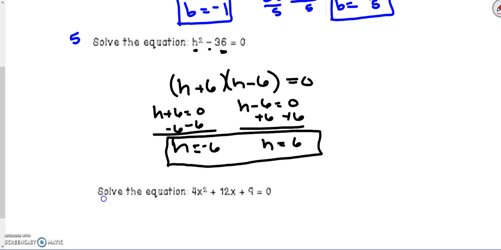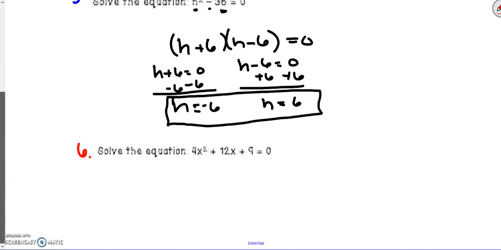Finally, example 6. This is another special case. This one is a perfect square trinomial, and we know it is because 4x squared is a perfect square. It's 2x times 2x. 9 is a perfect square. It's 3 times 3. So the square root of 4x squared is 2x. The square root of 9 is 3, and then you take the sign of the middle, and then you square both sides, or square the expression.